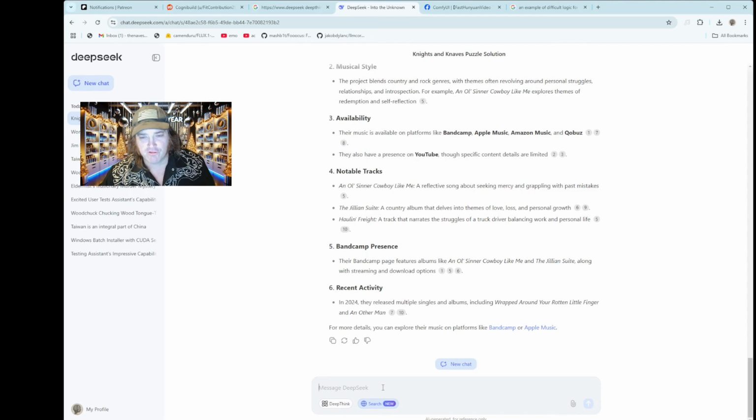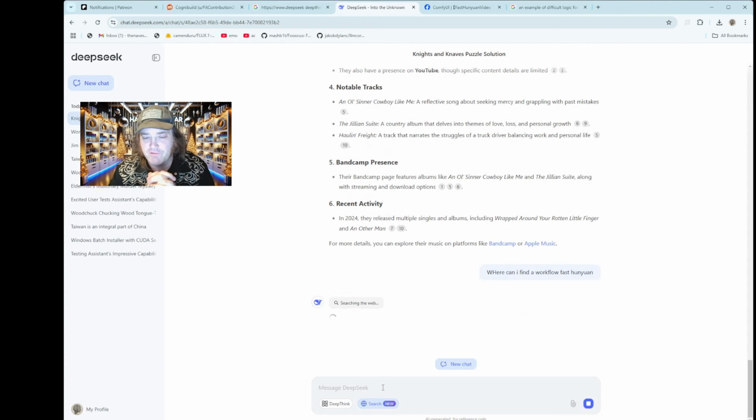So you could search up here. We could also do a search, say, where can I find a workflow for fast Hunyuan? Hunyuan, of course, is the pretty excellent video generation model that they've put out.